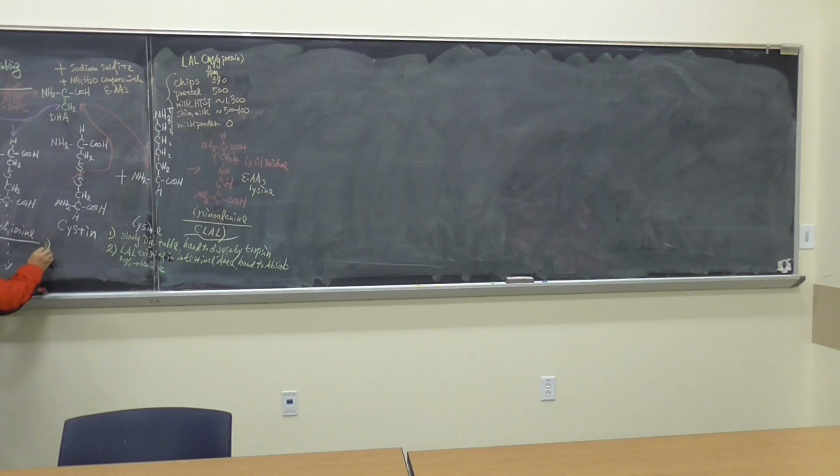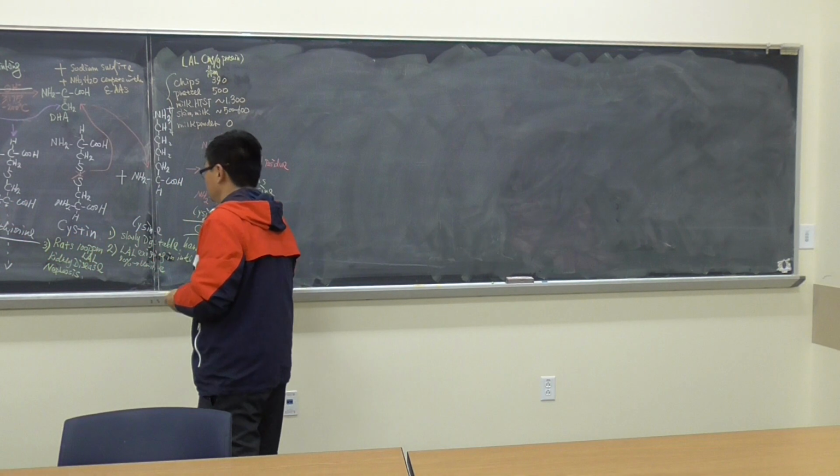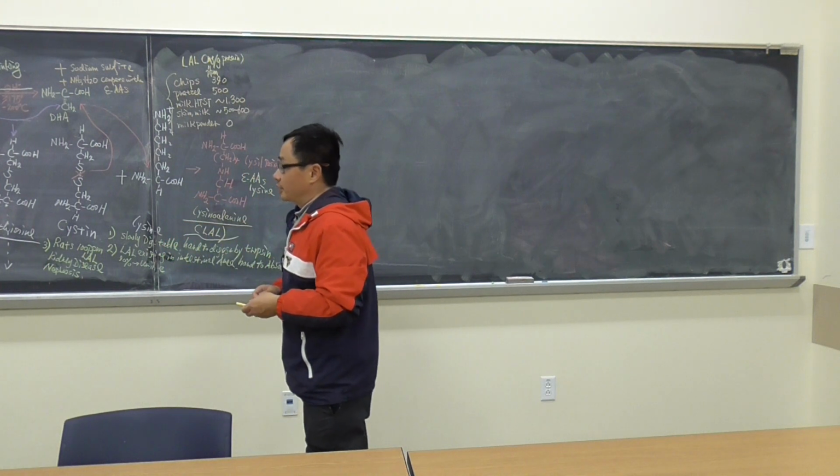Number three, we did the research. This time they are using rats to do the research. If you are feeding the rats 100 ppm LAL, what will happen? They will develop kidney disease. We have a terminology called nephrosis or nephrotoxin. Okay, so that's what generates the kidney disease related to LAL.